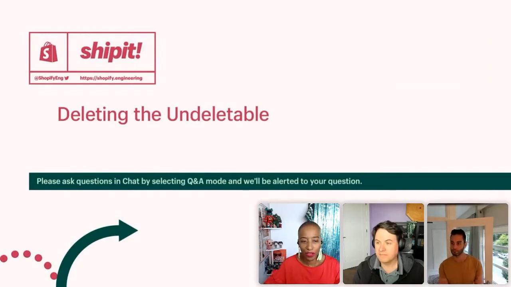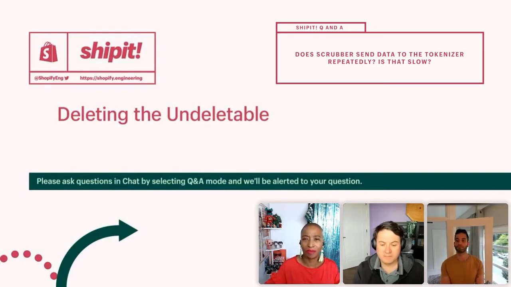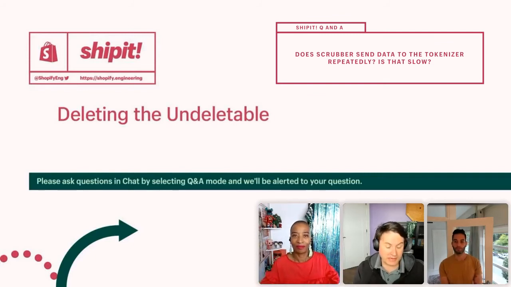Does the scrubber send data to the tokenizer repeatedly? And if so, isn't that kind of slow? Sure. This is a great question. This is something we encountered really early on in our development of it. We're sending data over to Google Bigtable, and on every request, that's a round trip that causes us to be really slow. Fortunately, the API for Bigtable has a bulk process, which allows us to send thousands of requests simultaneously, so the request can still take half a second to a second to complete, but it's doing thousands of tokenization requests at the same time.